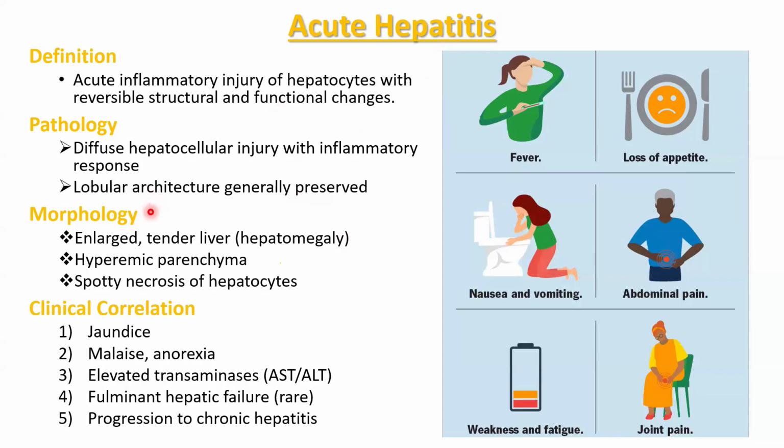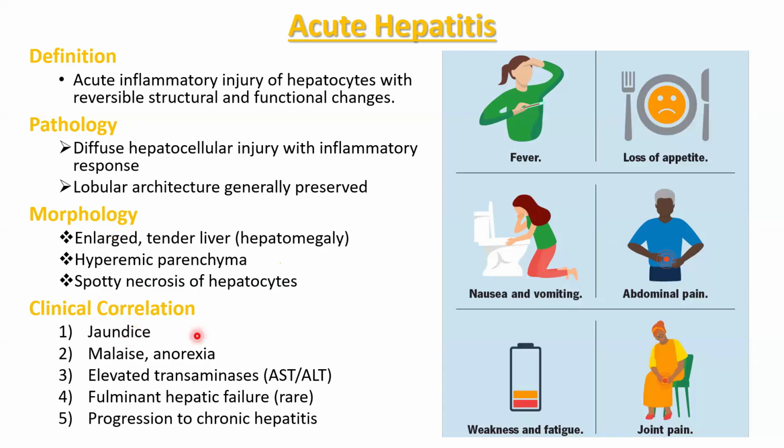What is the morphology of this acute hepatitis? This is actually what I will ask in an exam setting. One, the liver is enlarged, swollen, inflamed, and tender, what is usually known as hepatomegaly. And then there is hyperemic parenchyma. Anywhere I told you there is inflammation, the tissue is usually hyperemic. Hyperemic means it's reddish in color, like it's inflamed.